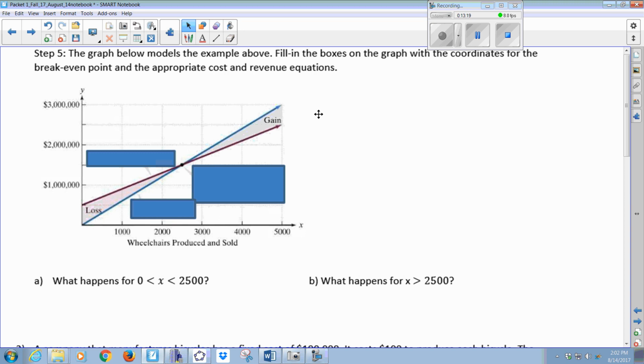So how do you know which is which? Well, remember what your equations look like. Your total cost started at, before you even made a wheelchair, 500,000. So that's your y-intercept. So this red line is your cost. This is 500,000 plus 400x. Because notice where you start, right here at $500,000.